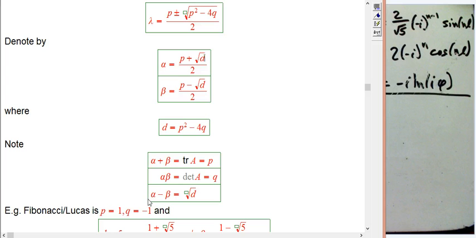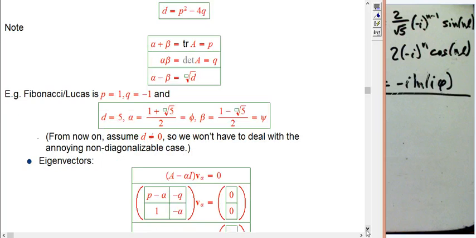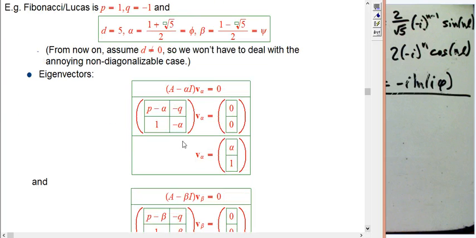And somewhat less important is that the difference alpha minus beta, which does show up pretty soon, is just root D, pretty obvious. Okay, so these are the three things you must remember about alpha and beta to make all this make sense. Okay, so let's go back to the case we're familiar with, Fibonacci and the usual Lucas sequence.